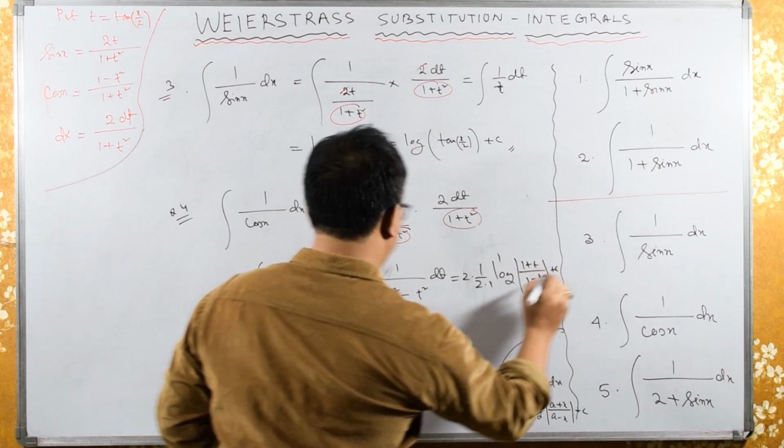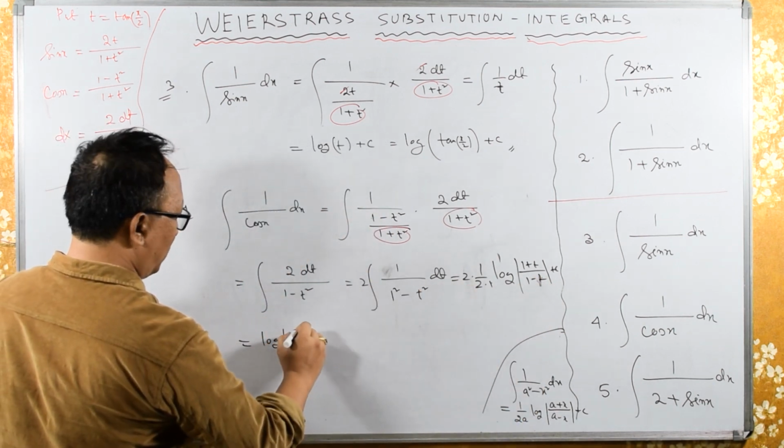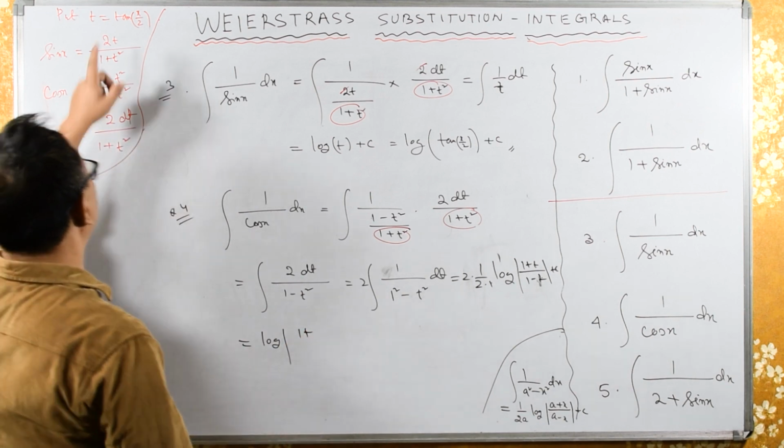2 gets cancelled. We have log of 1 plus t upon 1 minus t. What is t? T is tan x by 2.